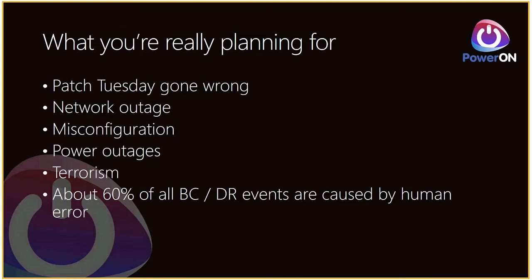There's some misconfiguration, power outage. Usually this misconfiguration is caused by a human, and based on statistics, about 60% of all DR events are caused by human error. Usually someone types something wrong in the console or in the PowerShell, and suddenly you have something wrong. And this is a pretty common thing.